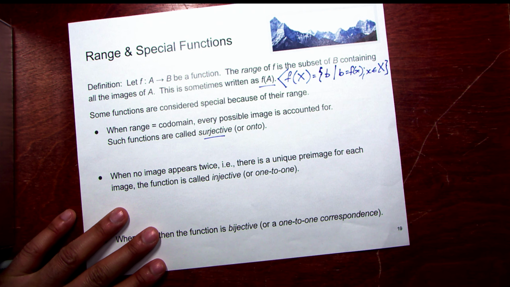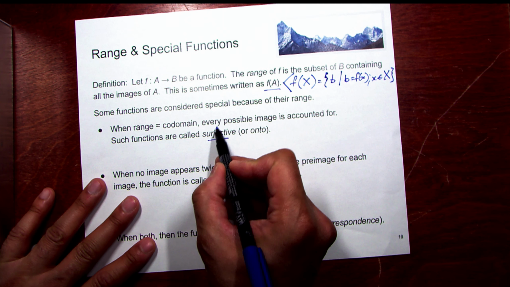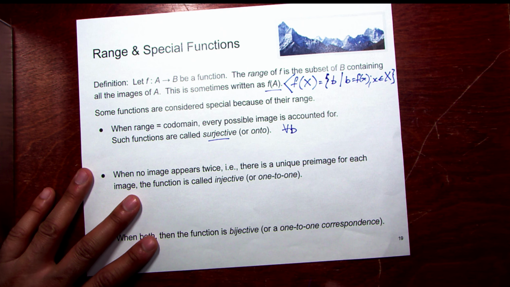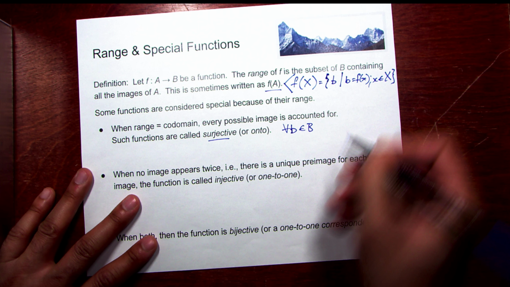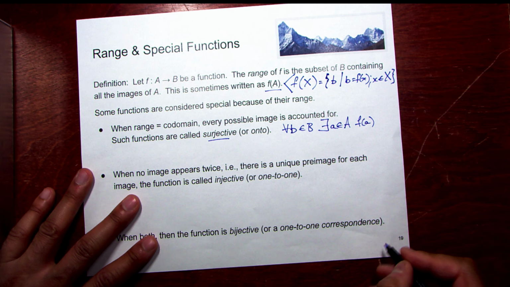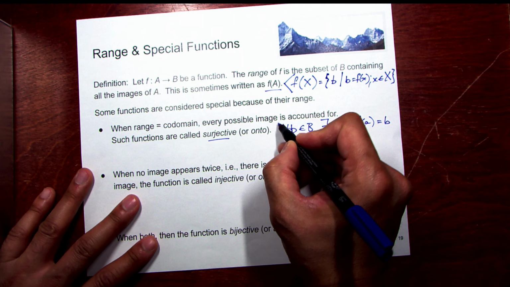If I was to use quantifiers again, so every possible image is accounted for, we would say that for every image B, or for everything in the codomain, there exists some pre-image in the domain such that if you sub it into the function, you get that image back. I'll put a red box around that. Thinking in quantifiers, every possible element in the codomain has an A such that when you sub it into F, you get B. Okay, surjective function or onto function.